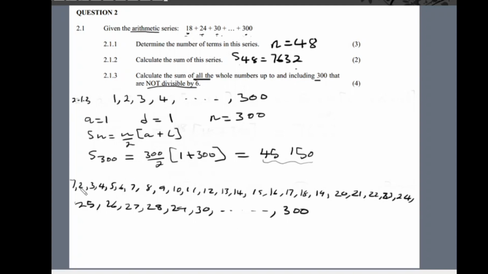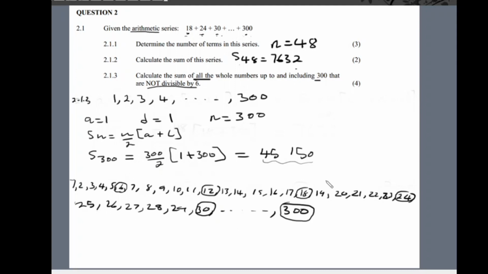So here we have a list of all the whole numbers up to 300. They want the sum of all these terms, but then we should not count the ones that are divisible by 6. So the ones that are divisible by 6 are 6, 12, 18, 24, 30, and then 300 is also divisible by 6, right?